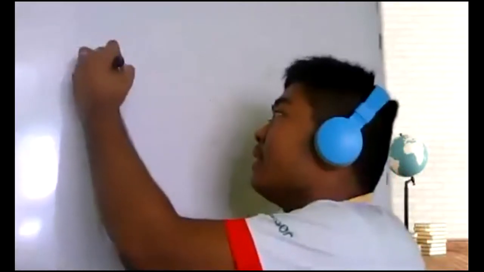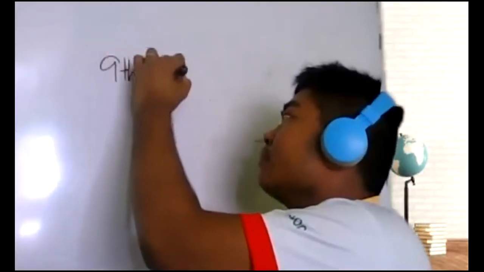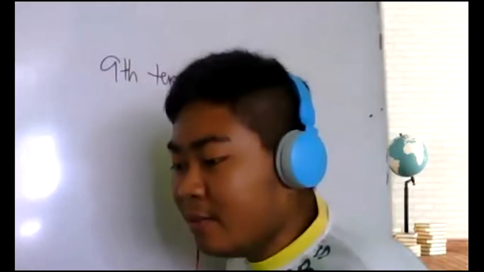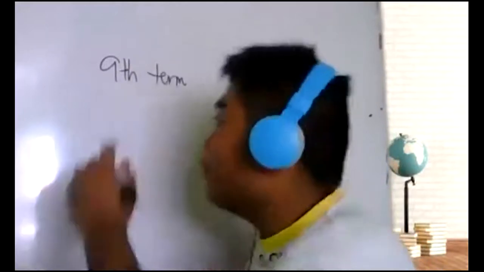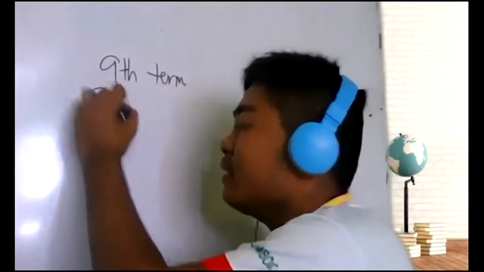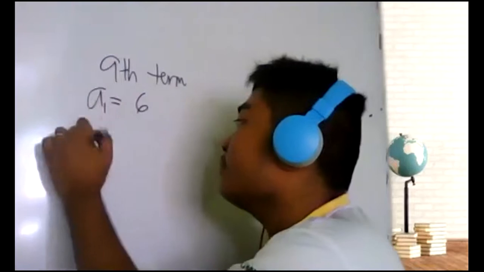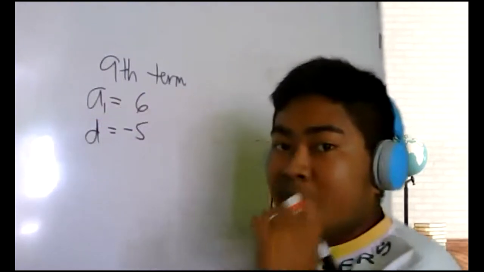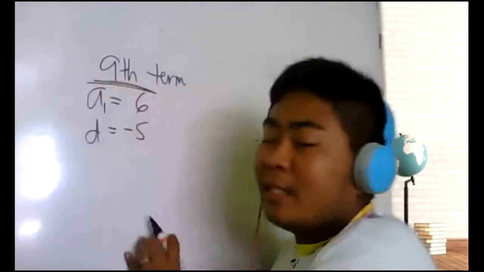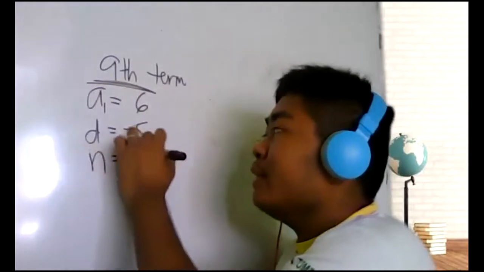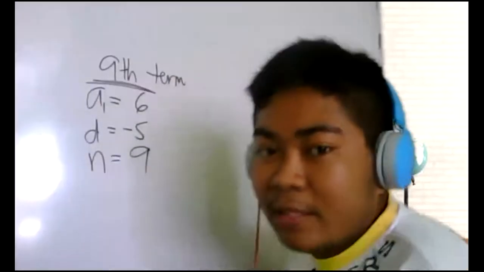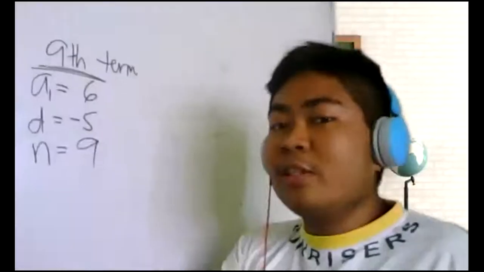So, we have here, find the 9th term of the arithmetic sequence whose first term, a_1, is 6, and whose common difference is -5. So, ang hinahanap natin is the 9th term, therefore, ang n natin would be 9. Tama? Okay.